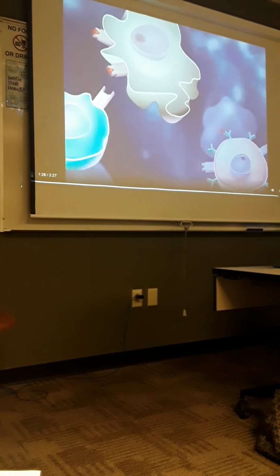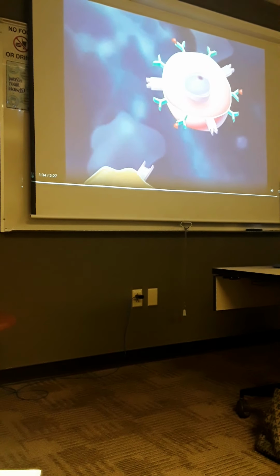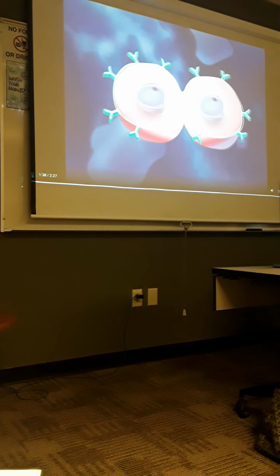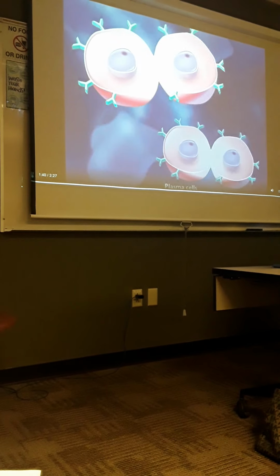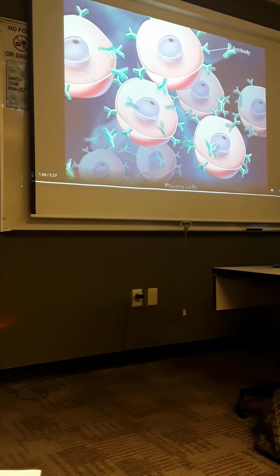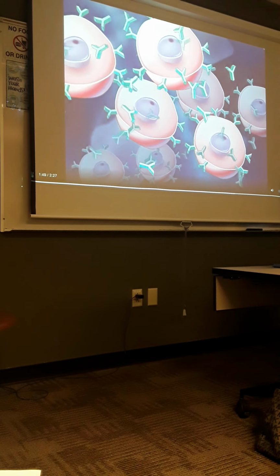B cells also come in millions of different types, each able to recognize a particular antigen. When B cells become activated by T helper cells, they differentiate into plasma cells. These plasma cells become antibody-producing factories, flooding the bloodstream with antibodies that can bind to the antigen involved in this infection.